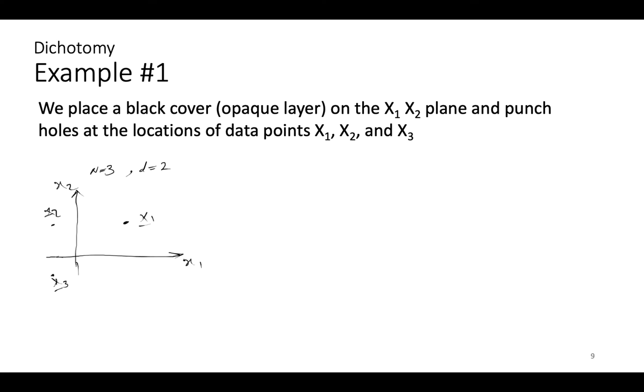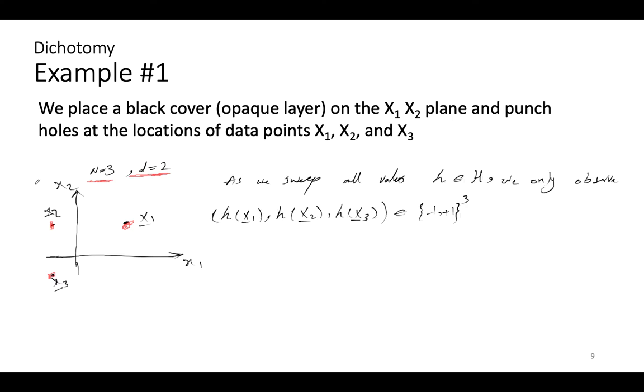Say we have X1, X2, and X3. So we have n equal to 3 points, and we have only two dimensions, x1 and x2. All right? As we sweep all the values of h inside the capital H, the set of hypotheses, we're going to observe that the output of the hypothesis h is going to be still within minus 1 and plus 1 of the order of 3 because we have 3 points.